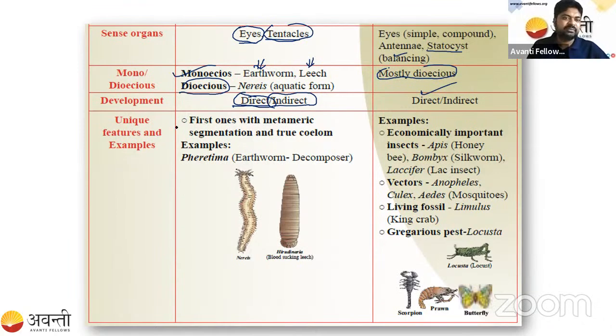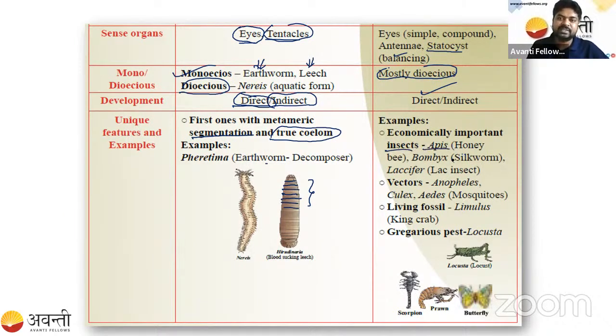Next one is the unique features. The first is metameric segmentation. Metameric segmentation means you can see this organism has this type of metamer, and this is known as metameric segmentation. And they have a true coelom. Examples are Pheretima, that means earthworm.